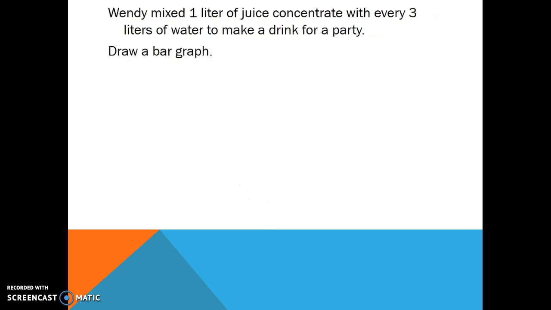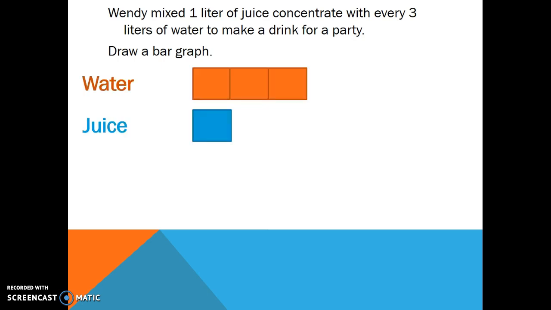All right, so Wendy mixes 1 liter of juice concentrate with every 3 liters of water to make a drink for a party. Let's start by drawing a bar graph. Okay, looks like I have water on top, which is a little bit confusing because juice concentrate comes first in my word problem, but let's just go with the flow here, guys. Okay, so letter A says, draw a bar graph. There's my bar graph. You should be copying this in your notes.